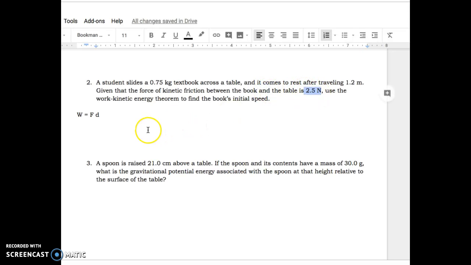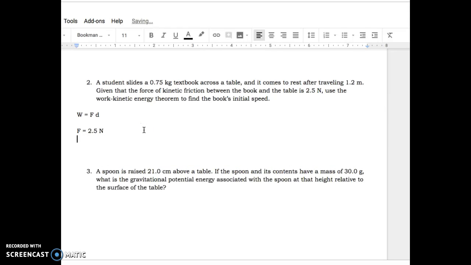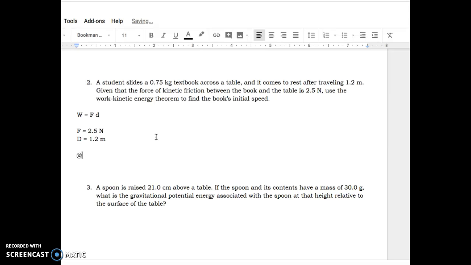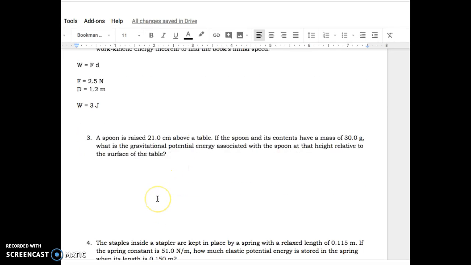So we're going to put that in there. Force of friction equals 2.5 newtons, and the distance traveled equals 1.2 meters. So then you just have a simple multiplication problem, 2.5 times 1.2, and that's going to give you the work done, which is 3 joules. Start with that, and then we're going to get to part 2 here.